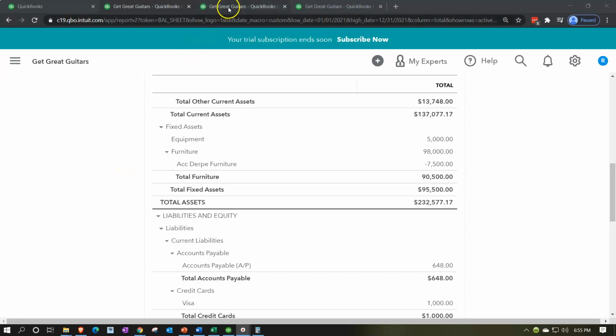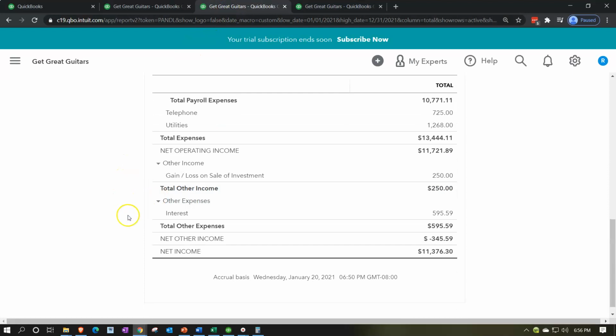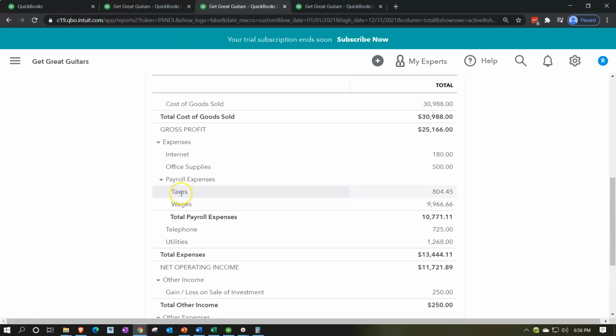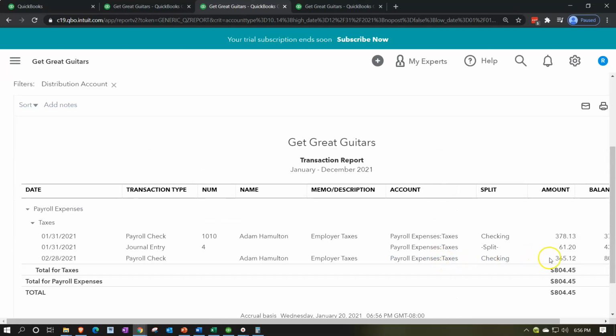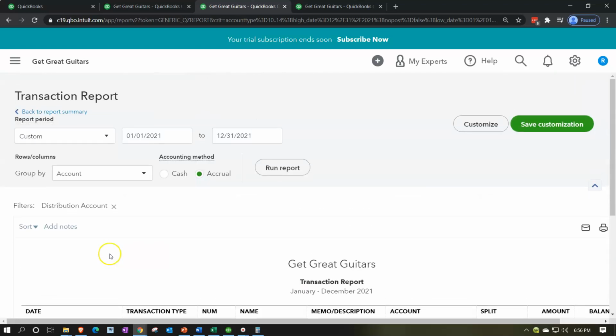So if I go back to the income statement, we also see down here on the income statement that we have the taxes item. This is just the employer taxes that are being calculated. So if we go into this item, we've got the employer taxes that are going to be included in there: the employer portion of Social Security, Medicare, and the FUTA tax, Federal Unemployment Tax Act. So then I'm going to go back up top.